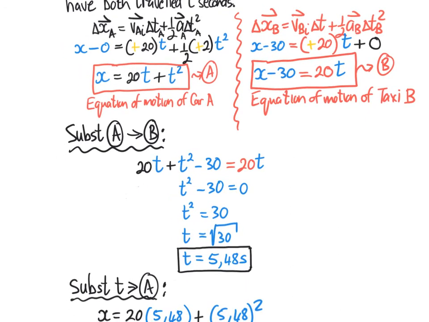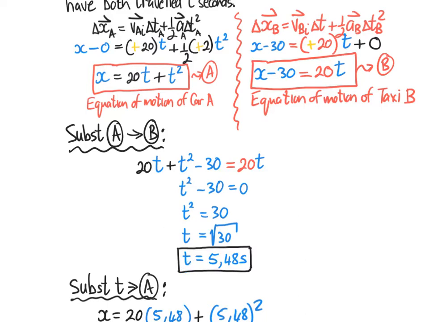Now we can solve these using a number of different methods. I'm going to use substitution. I'm going to use x equals 20t plus t squared, and substitute it into there. You could use elimination. The method you use doesn't matter, as long as it's mathematically valid. So substituting this in for x, 20t plus t squared, minus 30 equals 20t. We can see the 20t's. If you subtract 20t from both sides, they disappear. t squared minus 30 equals 0. Take 30 to the other side. t squared equals 30. Square root both sides, and you get that t equals 5,48 seconds.